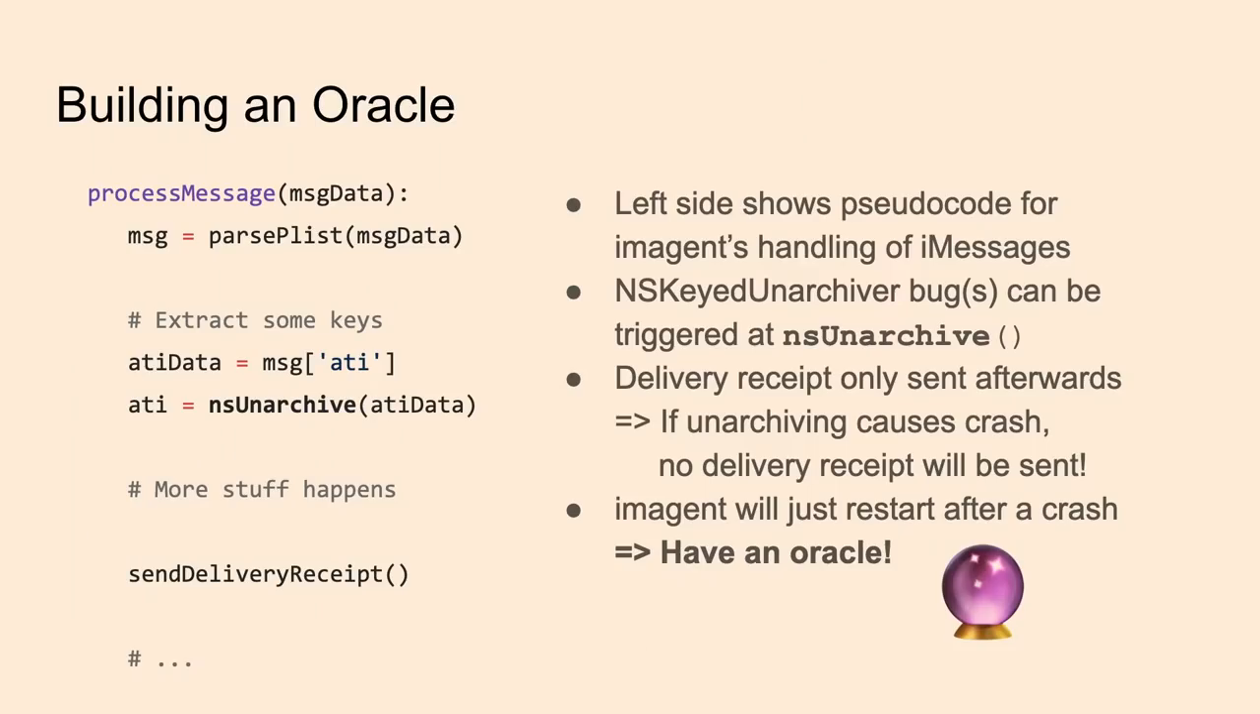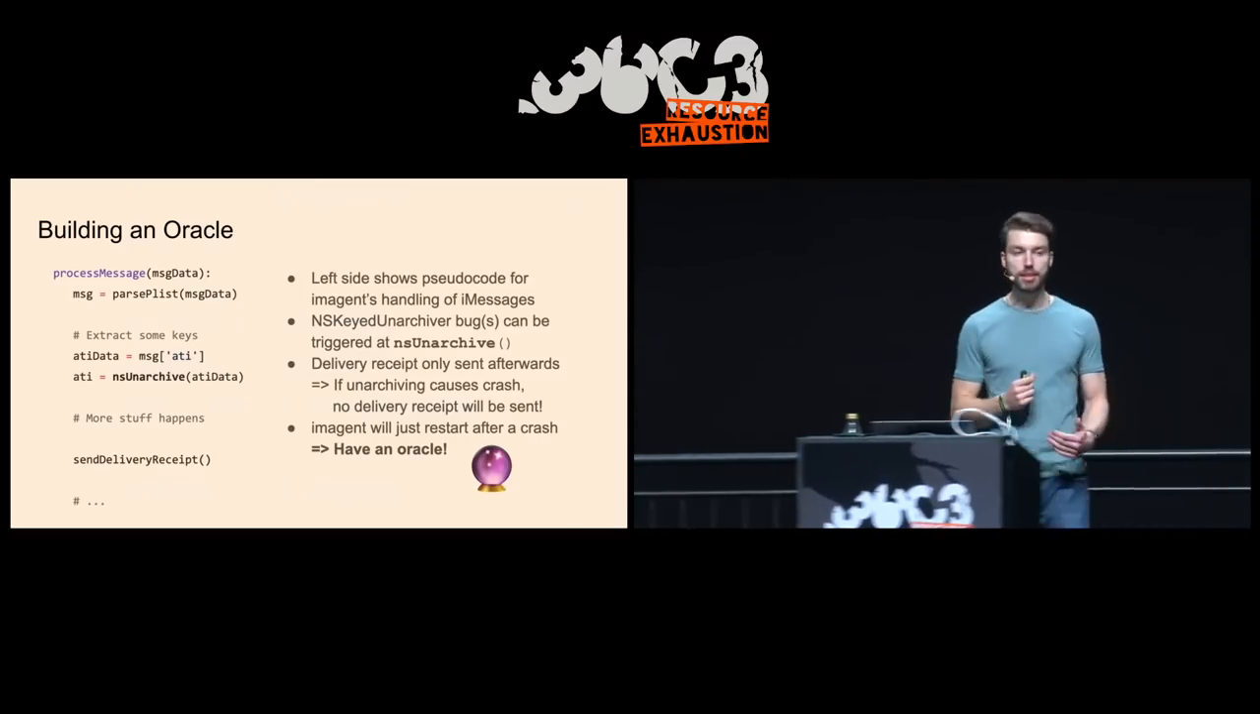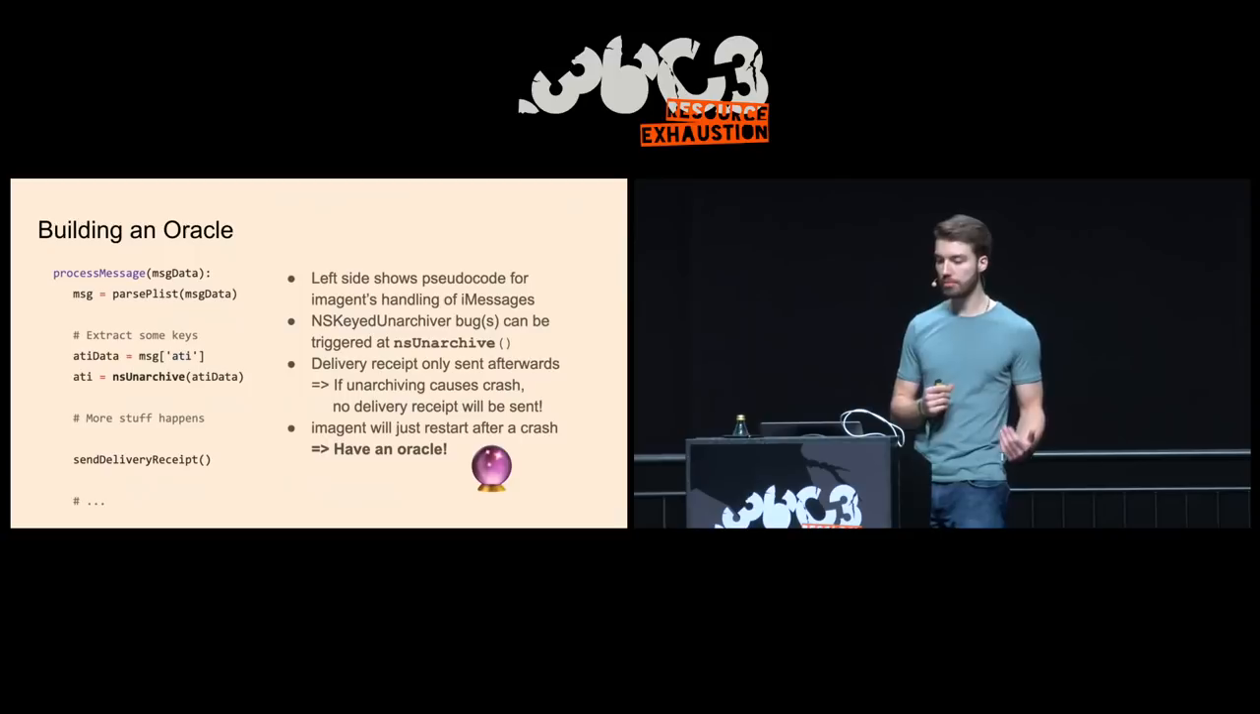Okay, so why is it useful? Here on the left is some pseudocode of how IM agent handles messages and when it sends these receipts. You can see that it first parses the plist that's coming in, and it's then doing this NSUnarchiving at some later time. And this is exactly why our bug would trigger during NSUnarchive, and only then does it send a delivery receipt, right?